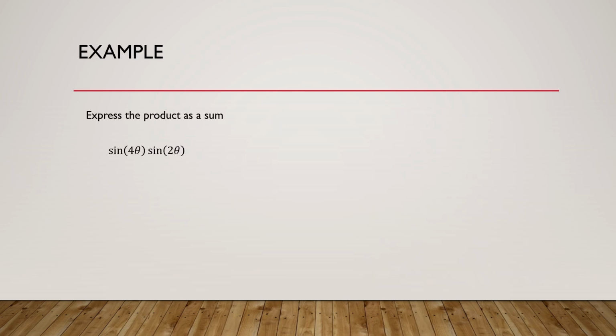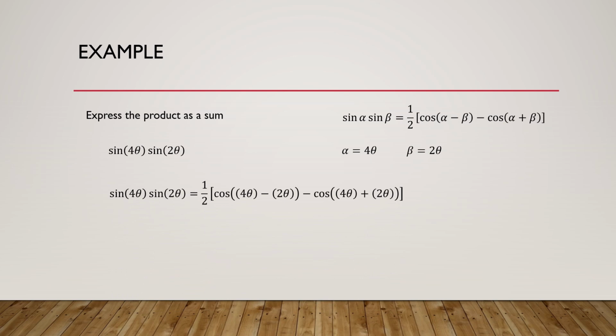As an example, express the following product as a sum: sine 4 theta times sine 2 theta. Using the product to sum formula, let alpha equal 4 theta and beta equal 2 theta. So sine 4 theta times sine 2 theta equals 1/2 the quantity of cosine 4 theta minus 2 theta minus cosine 4 theta plus 2 theta. This simplifies to 1/2 the quantity of cosine 2 theta minus cosine 6 theta.